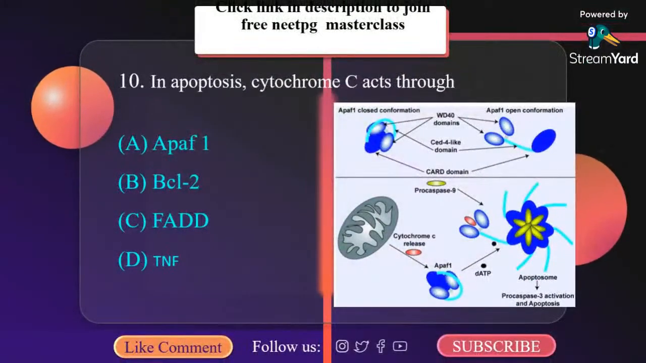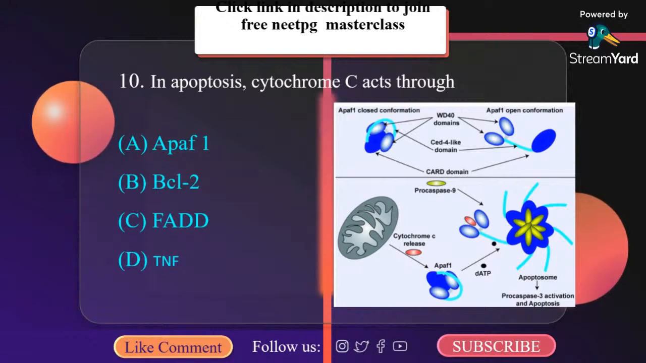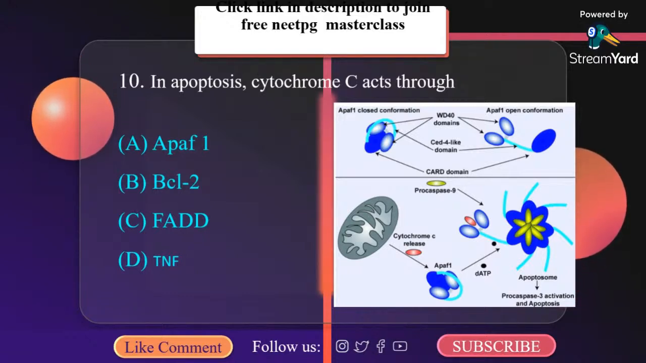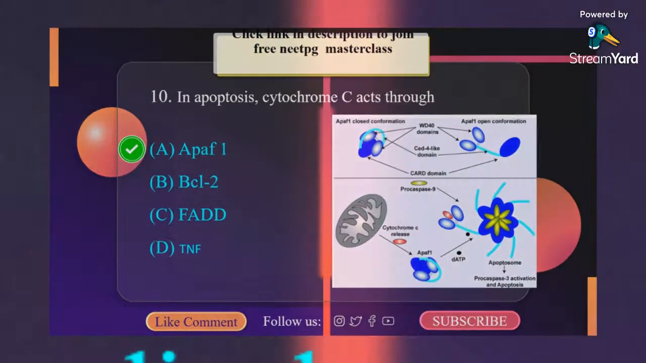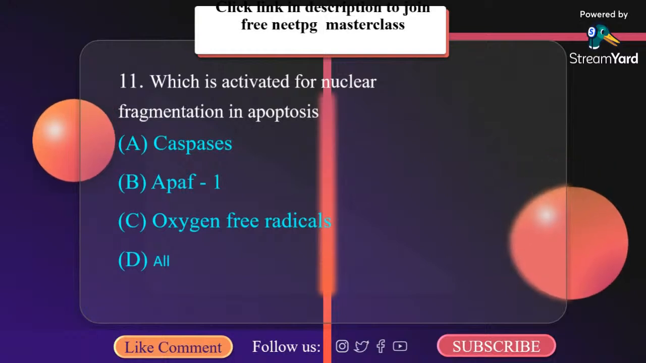In apoptosis, cytochrome C acts through A. APAF1, B. BCL2, C. FADD, and D. TNF alpha. So the correct answer here is APAF1, which is activated for nuclear fragmentation in apoptosis.